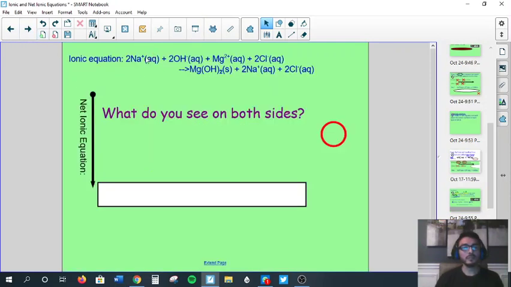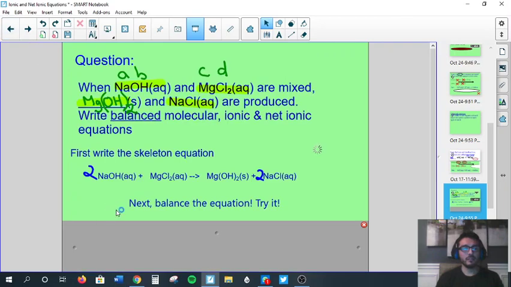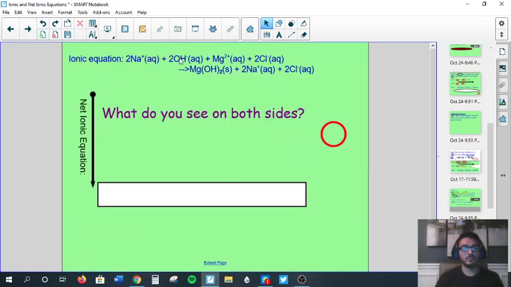Then break it up into your ionic equation or your total ionic equation. We practiced that as well. Look, here we have sodium and hydroxide. Break those apart, they're aqueous. Magnesium and chloride. Break those apart. Magnesium has a +2 charge, chloride has a -1 charge, but there are 2 of them. So 2 sodiums, 2 hydroxides, 1 magnesium, 2 chlorides.